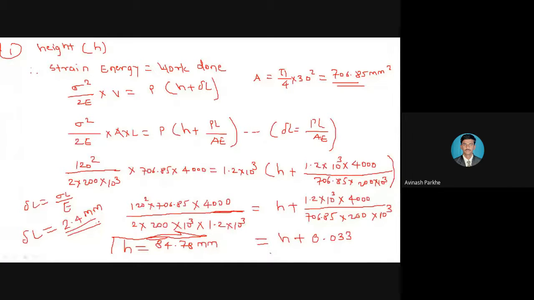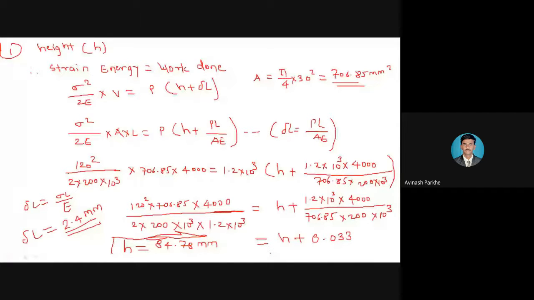Yes, I hope everyone has solved this problem. 2.4 is the elongation taking place. Others, please do the calculations. Find out the falling height also, 84 point something mm, and then the elongation of the rod, 2.4 mm. Other than these two numericals, there is no other variety based on impact loading calculation. Either we calculate the stress, elongation and strain energy using the impact loading condition, or we calculate the height or some elongation.